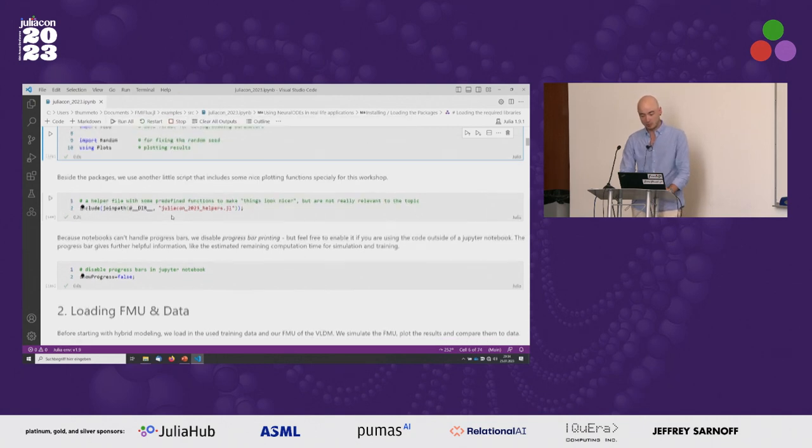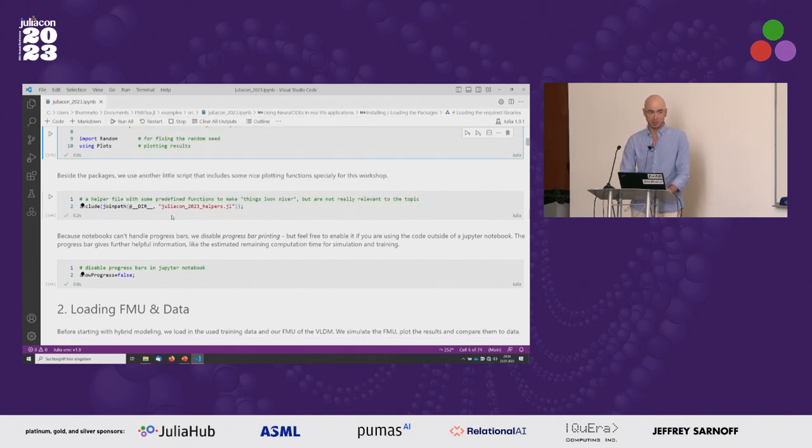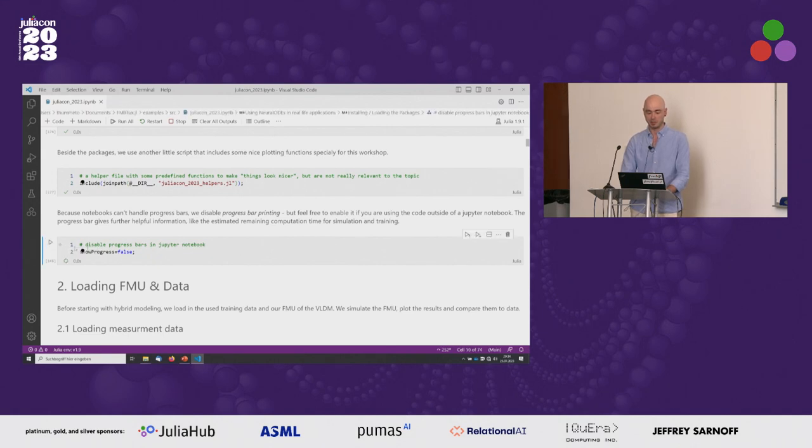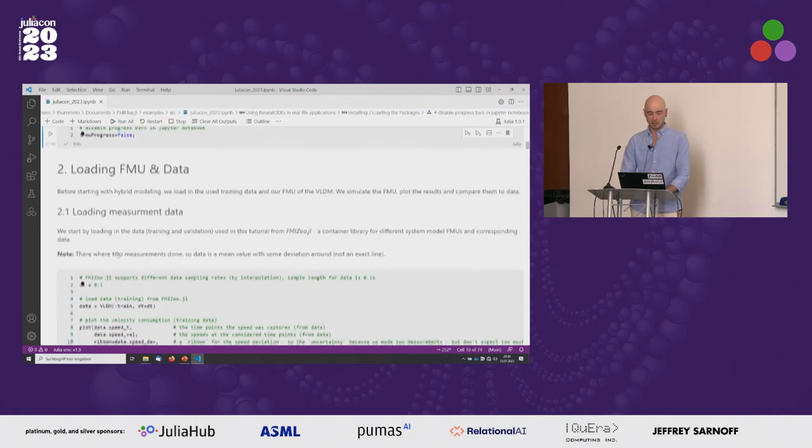Further, we have a little helper script. You can have a look inside, but there's nothing special in it. It's basically just a few plotting functions to make things look nice. There's no functional content in it. And because these Jupyter notebooks are not good at displaying progress bars, we disable them here.